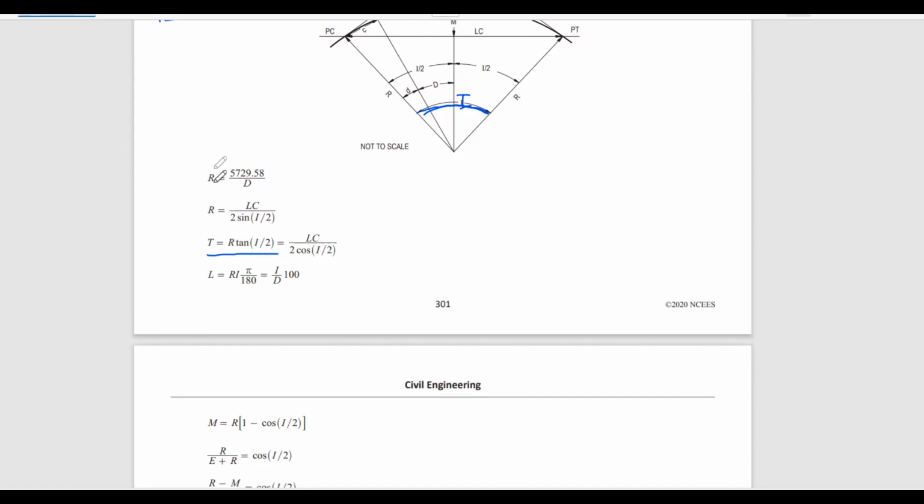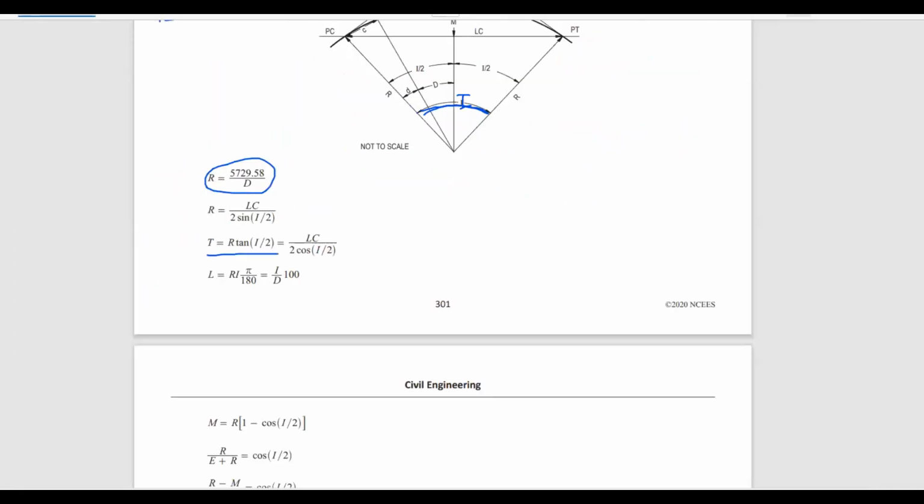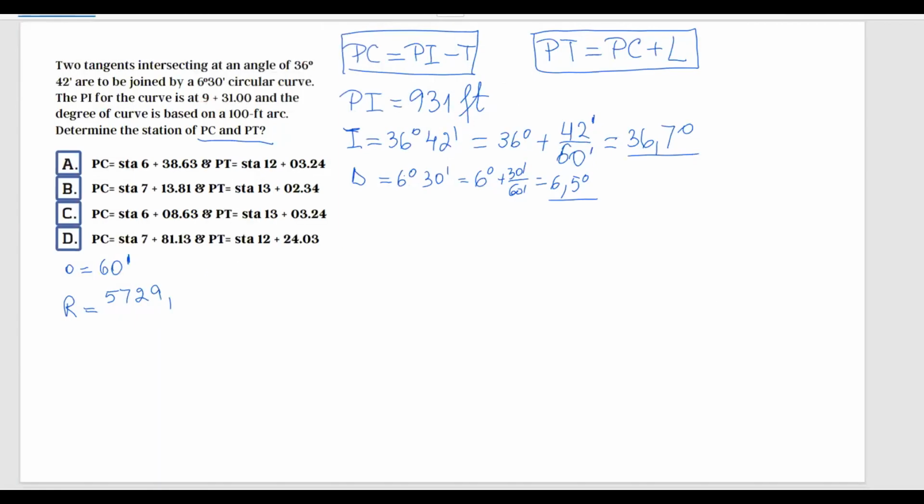So let's see, how can we calculate R? R, we can use this formula because we have the degree of curve. And so we can use this formula to calculate R. So let's go ahead and do that. I'm going to write 5729. Let's see. I'll do this. So R equals 5729.58.